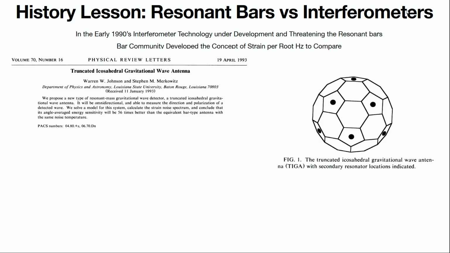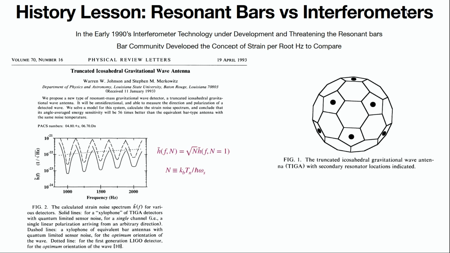And it was the LSU guys who started thinking about this, and I was going to conferences with them, and I was working it out too at the same time. And they published this paper back in 1993, where this is probably the first time I saw this, where they were talking about this sphere, and they showed that it could be better than LIGO. This was the first LIGO that they were all proposing, and they showed this. And the dashed line is an array of resonant bars, and this solid line is an array of these so-called TIGA, spherical resonant detectors. And they were looking very promising.